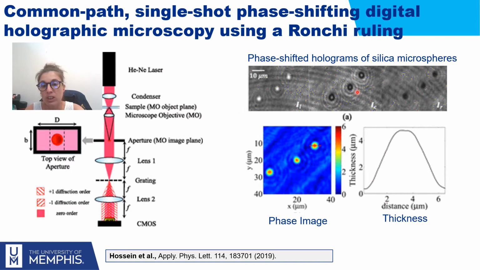So using these phase shifted holograms, we make the corresponding subtraction of the images to, at the end, reconstruct the phase imaging. And this is for the particular silica microspheres where the thickness was around 4 microns, and because it's quantitative, we can realize that that's really the thickness that we are getting.